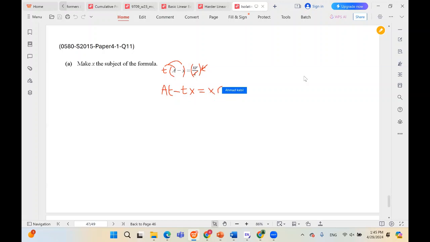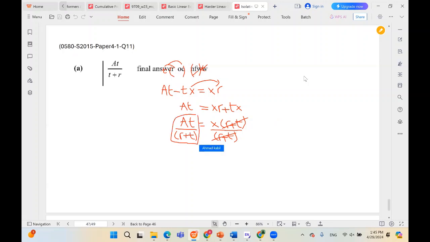Since we want x to be the subject, we're going to take everything containing x to one side. So we have xr plus tx equals at. And then we're going to take x as a common factor. So at equals x times r plus t. And then we will divide by r plus t on both sides. These will cancel out. So you have only x on the right. And this is your final answer.